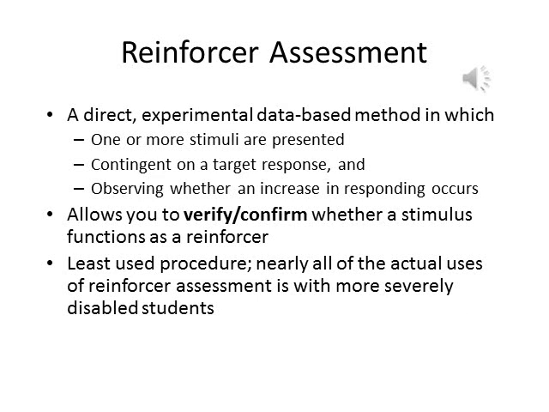As we'll see, reinforcer assessment, on the other hand, is a direct, experimental, and data-based method in which we actually present stimuli contingent on behavior and see what happens to the behavior. In other words, we test to see whether some preferred stimulus acts as a reinforcer, or how strong a reinforcer it is, or whether it's more reinforcing than some other stimuli. So you're really going to make a stimulus contingent on a target response and see what happens. This allows us to verify or confirm whether or not some stimulus functions as a reinforcer.